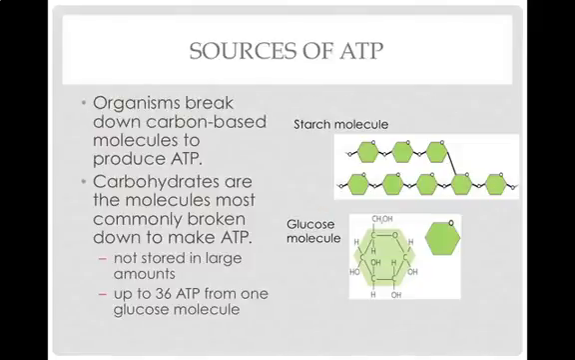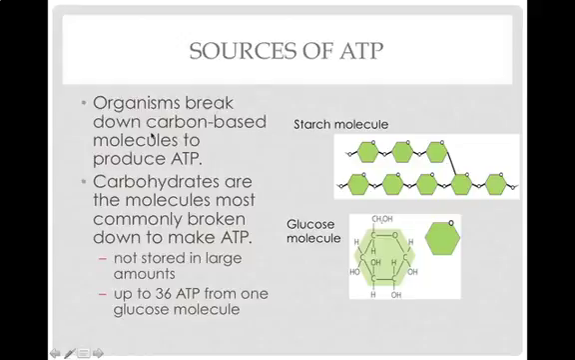So sources of ATP are going to be the four biomolecules. Those are the only four things that you can actually consume and get any sort of energy value out of. Carbohydrates are going to be the primary source of energy for humans.